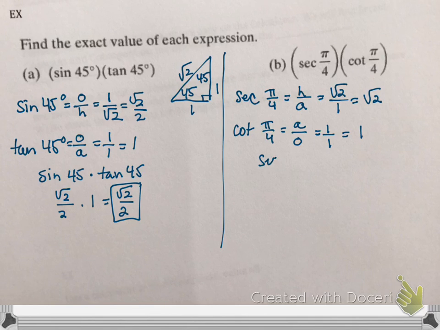So let's put the pieces together. Secant of pi over 4 times cotangent of pi over 4, remember pi over 4 is 45 degrees, is radical 2 times 1. Radical 2 times 1 is radical 2. So there's your answer. Okay, I know I'm halfway through the page. I will pick up on part B of this section in the next video.